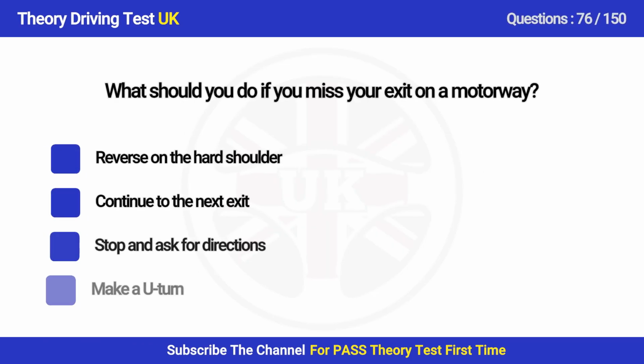Question 76. What should you do if you miss your exit on a motorway? A. Reverse on the hard shoulder. B. Continue to the next exit. C. Stop and ask for directions. D. Make a U-turn.